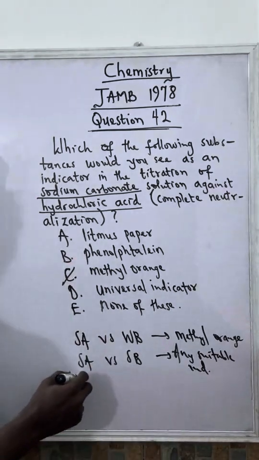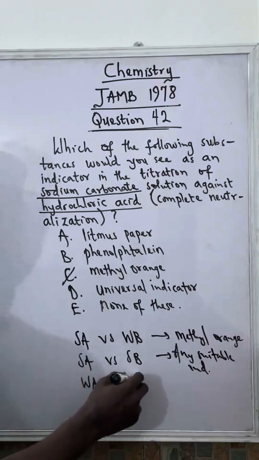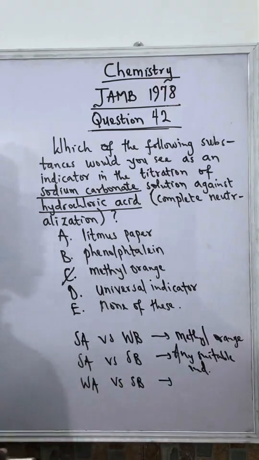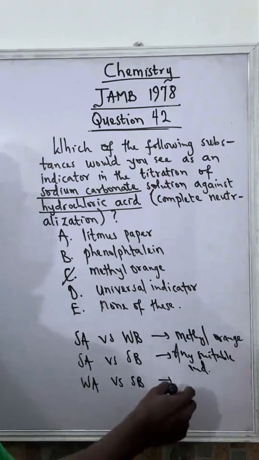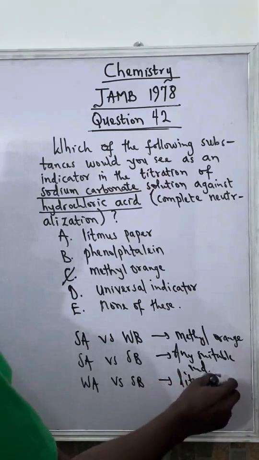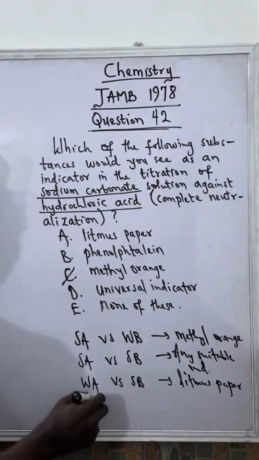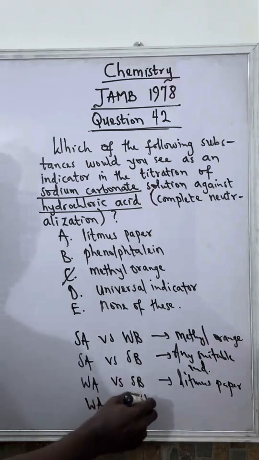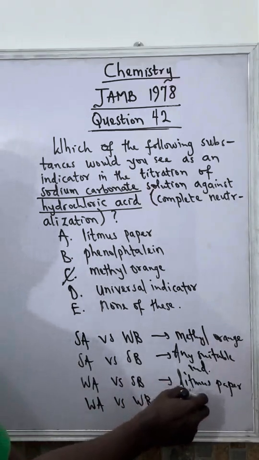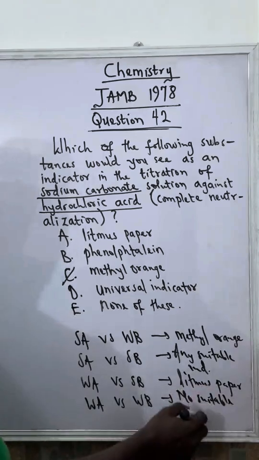Now, when we have weak acid against strong base, in that regard, we use litmus paper. So that's option A for that. Then when we have weak acid against weak base, in this regard, there is no suitable indicator. None of these will work.